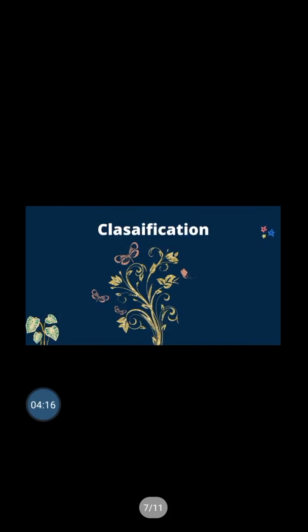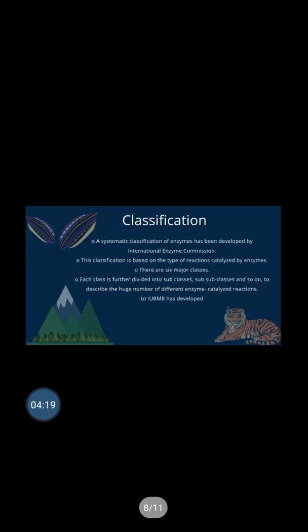Next is classification. We will see the classification of enzymes. A systematic classification of enzymes has been developed by the International Enzyme Commission. This classification is based on the type of reaction catalyzed by the enzymes. There are six major classes. Each class is further divided into subclasses, and so on, to describe the huge number of different enzyme-catalyzed reactions.